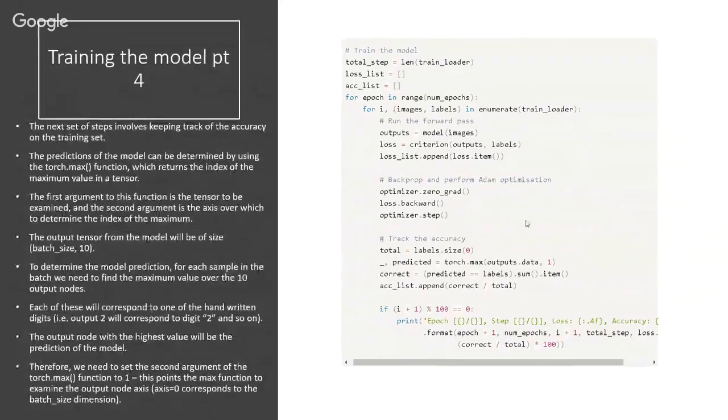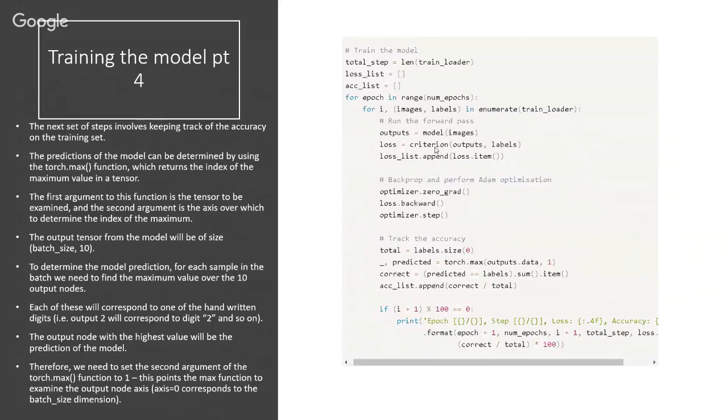The next set of steps involves keeping track of the accuracy. The prediction of the model can be determined by using the torch.max function, which returns the index of maximum values in the tensor. The first argument to the function is the tensor to be examined, and the second argument is the axis over which to determine the index of the maximum.